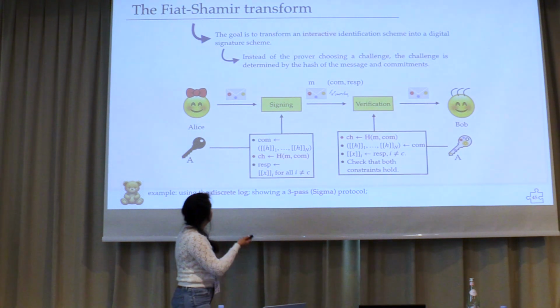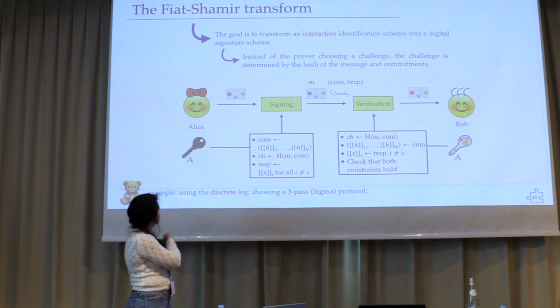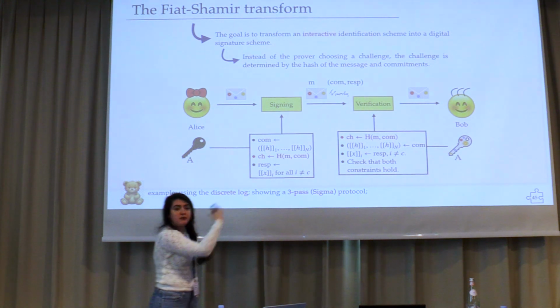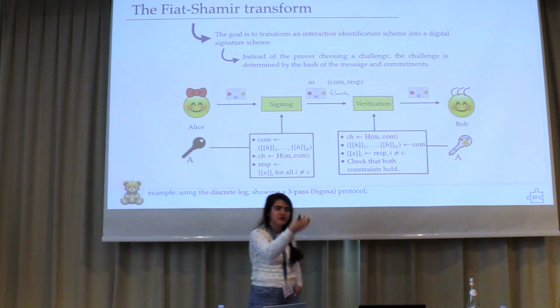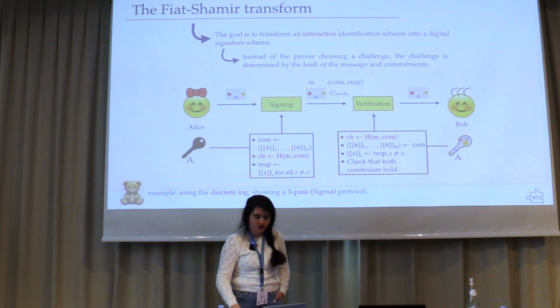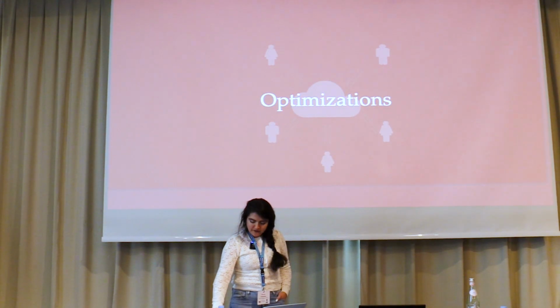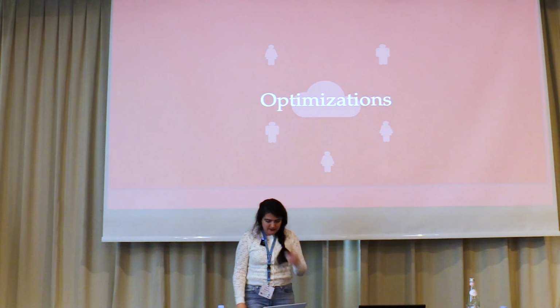And of course, again, here I put the discrete log, so careful with the example. And also I show the 3-pass sigma protocol. It will be a 5-pass or a 7-pass in the actual schemes that you look at. Okay, now about some optimizations.